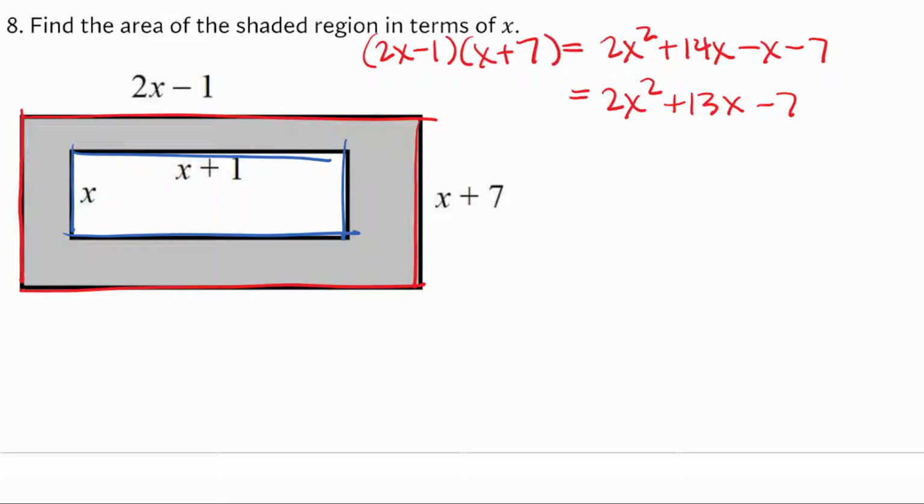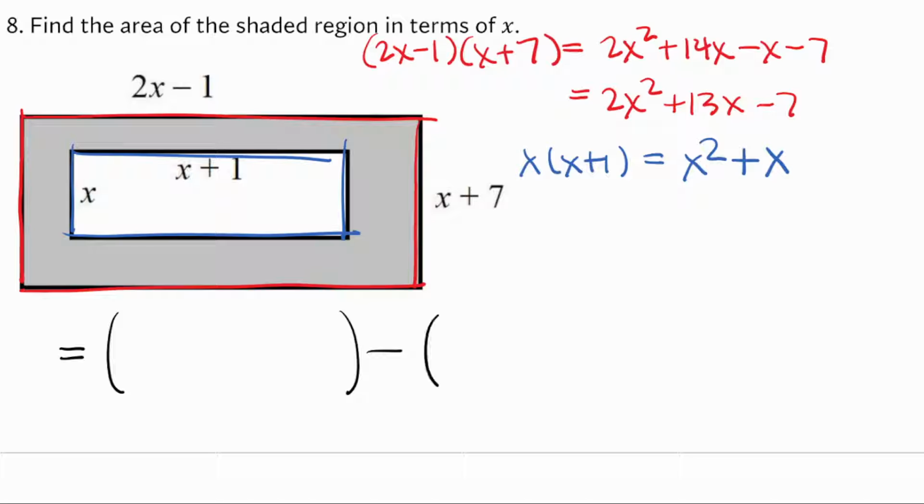Okay, the area of the blue rectangle is going to be x times x plus 1, which is going to be x squared plus 1x. And then the area we're looking for is going to be equal to two things subtracted from each other. So it'll be the red rectangle's area minus the blue rectangle's area.